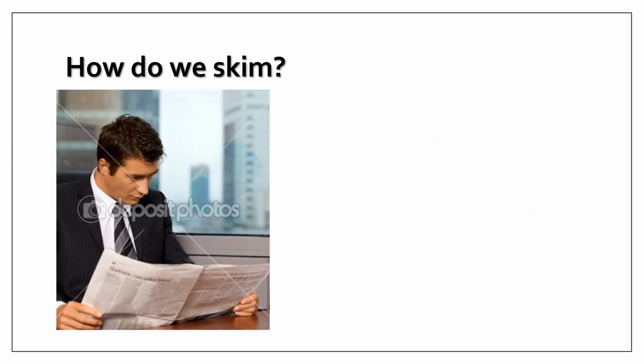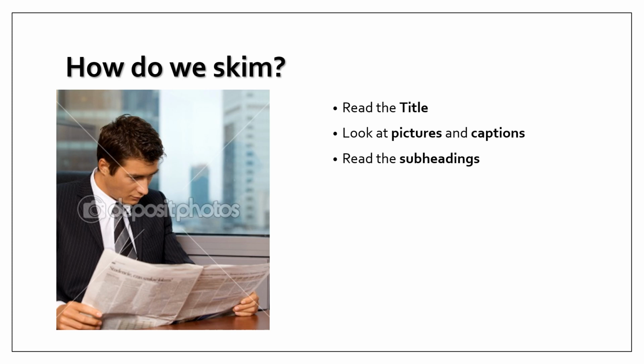After we know what skimming is, why we skim a text, and when we skim a text, now we would like to discuss how we skim a text. The first thing you need to do is to read the title. By reading the title, sometimes we can predict what the text is about. Next, look at the pictures and also the captions of the pictures, if any. Read the subheadings, if any.